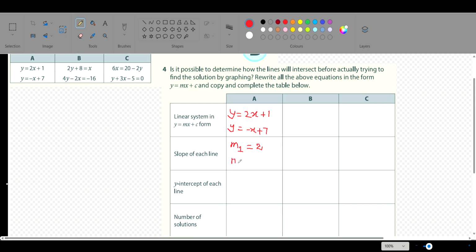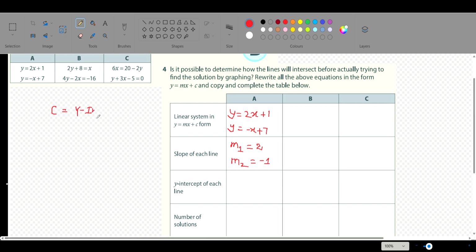And talking about line 2, the slope is negative 1, isn't it? Yeah. Now, talking about the y-intercept. What is the y-intercept in y is equal to mx plus c? C is the y-intercept.